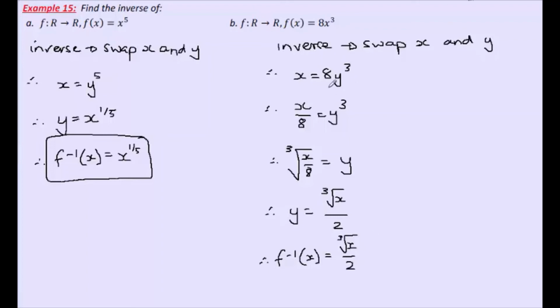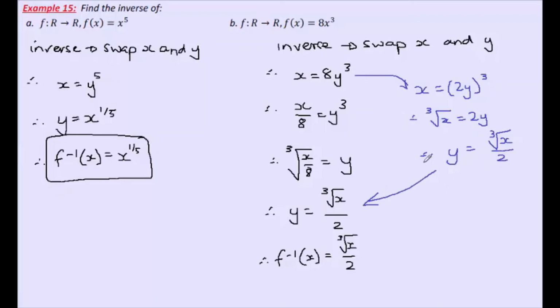The other way we could do this, if we wanted to, is from this step, we could say, therefore, x equals 2y all cubed, which means, therefore, the cube root of x equals 2y, and therefore, y equals the cube root of x over 2. Now, you'll see we have the same answer, and it doesn't matter how we get there. Both methods are equally as good, and they're both mathematically correct, so both of them will get a big tick from the examiner and a massive smiley face from me.